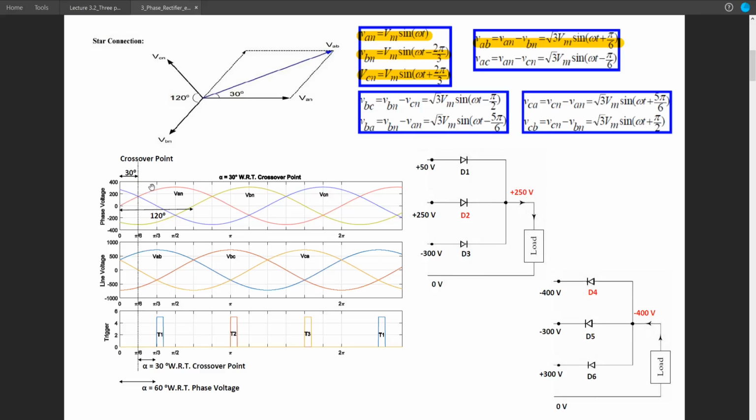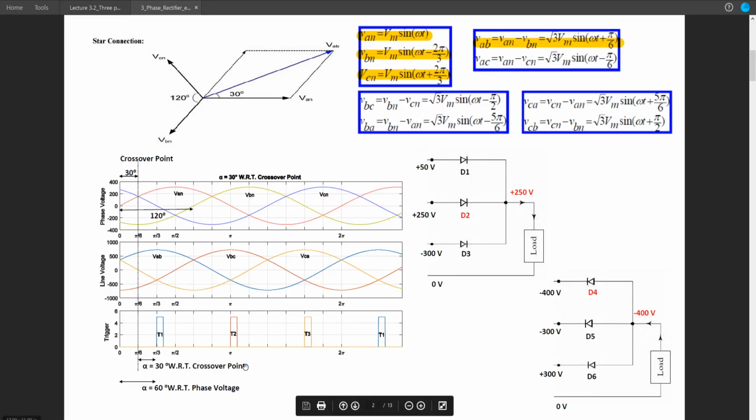Again, something important to note, this point is represented by this crossover point. So what is a crossover point? It is basically a point which is 30 degree after the starting point or t equals 0. As you can remember, a thyristor must be triggered to turn on. So we need to provide a gate pulse to turn on a thyristor. And the angle of gate pulse is called firing angle or alpha.